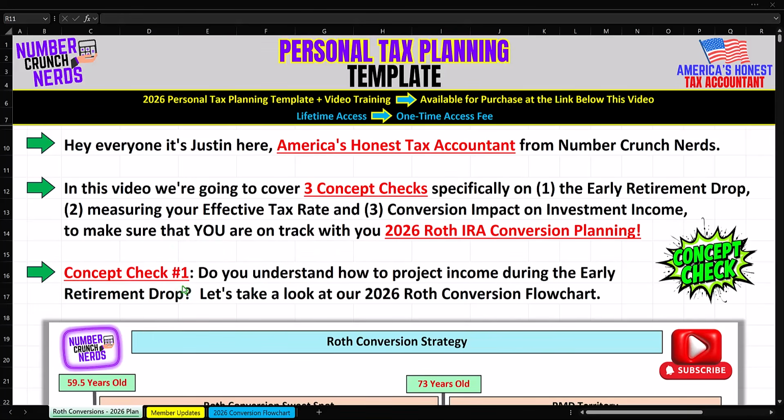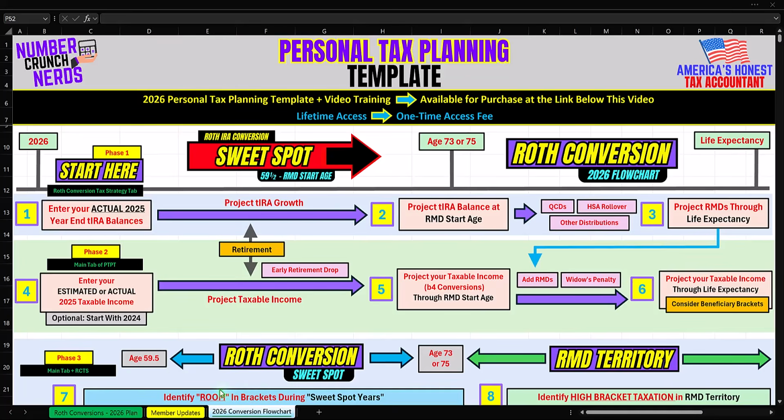So concept check number 1, do you understand how to project income during the early retirement drop? Let's take a look at our 2026 Roth conversion flowchart to make sure we understand which component of the process we are discussing. All right, so we're over here in the 2026 conversion flowchart.